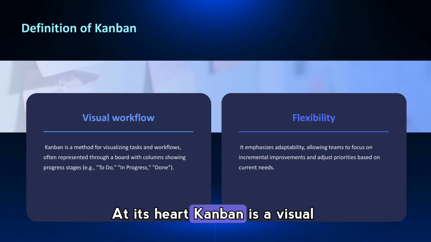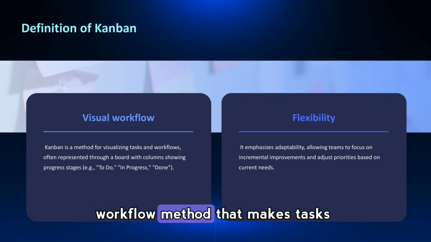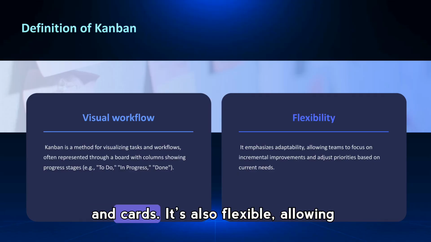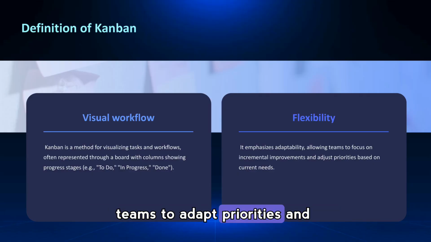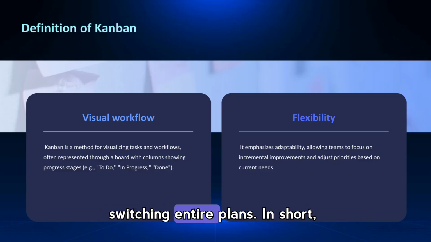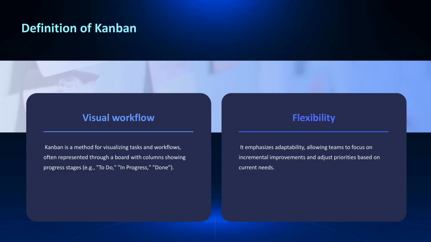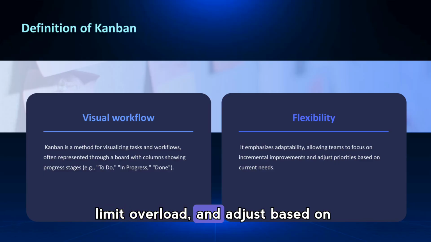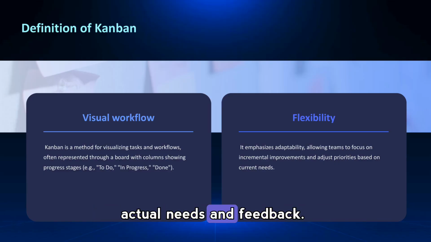At its heart, Kanban is a visual workflow method that makes tasks and progress visible using boards and cards. It's also flexible, allowing teams to adapt priorities and improve incrementally rather than switching entire plans. In short, Kanban helps teams see their work, limit overload, and adjust based on actual needs and feedback.